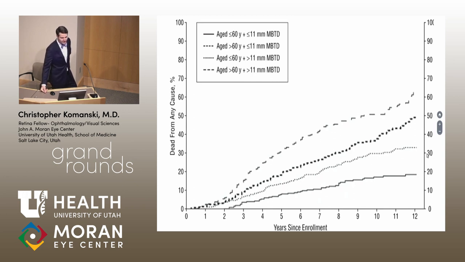Now, there are things that will put patients at risk for mortality and metastases. And two of the biggest things that were identified in this study was age. So if patients were over the age of 60, they're more likely to die from any cause, but they're also more likely to develop metastases. And if the tumor had a greater mean basal diameter of 11 millimeters.